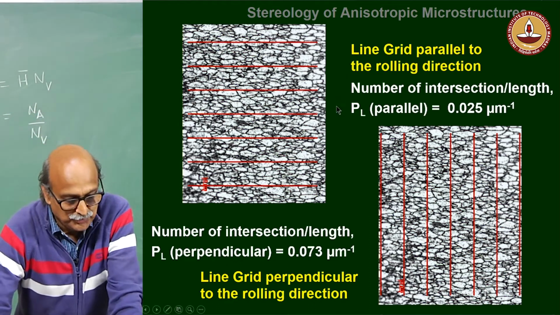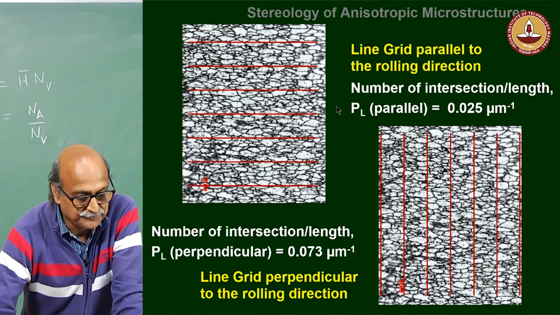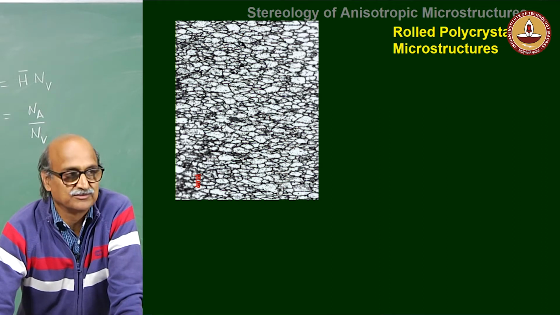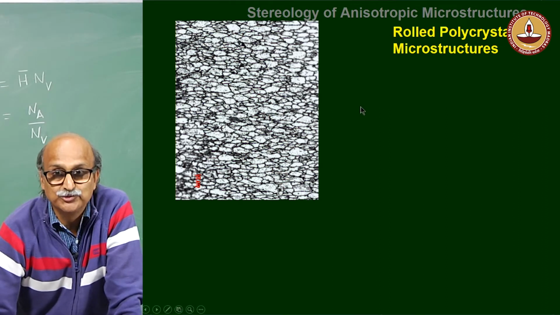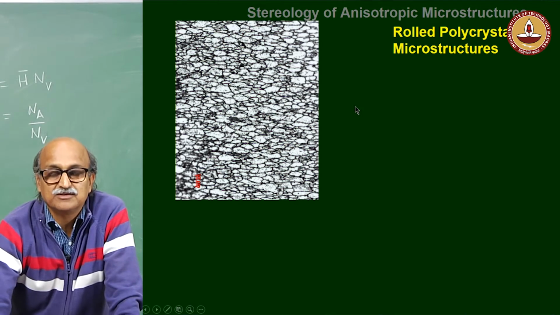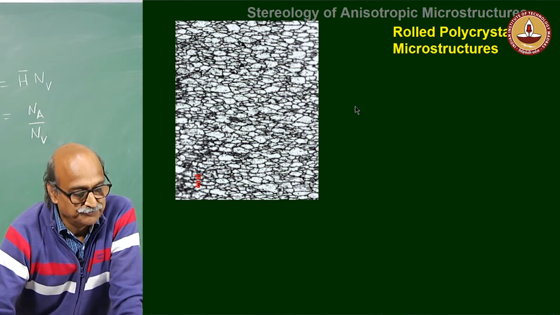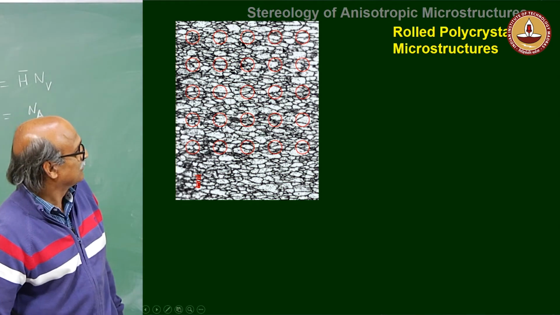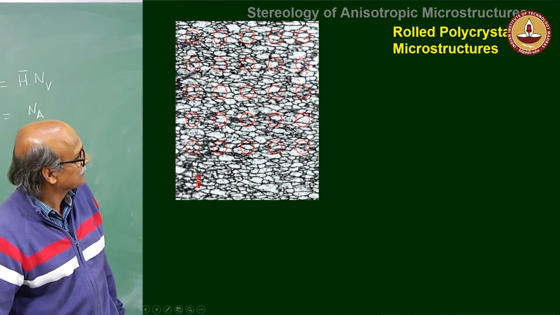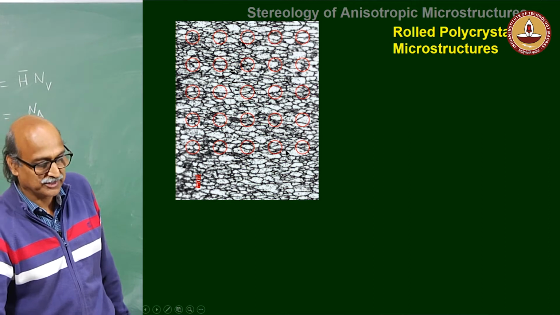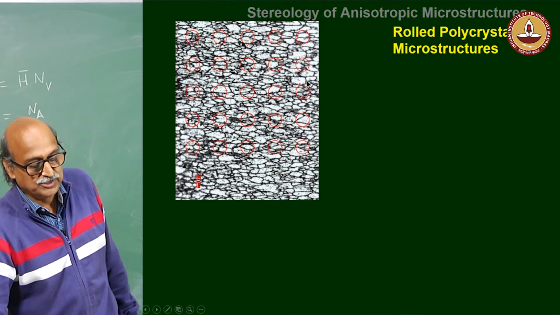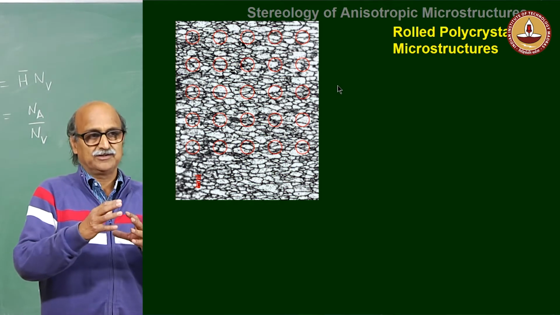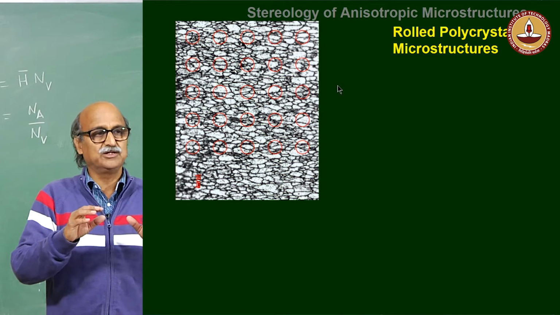Now, one way to tackle this is to use a different kind of probe. Do not use straight lines, or if you have to use straight lines, then you have to put straight lines in different orientations. This is one kind of probe you can put. These are circles. So, the line probes are these red circles that have been superimposed on the structure. Now, this probe is ensuring that you are measuring intersections per unit length in all possible directions.